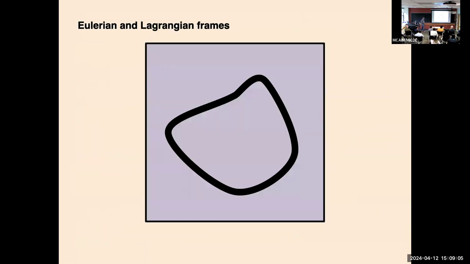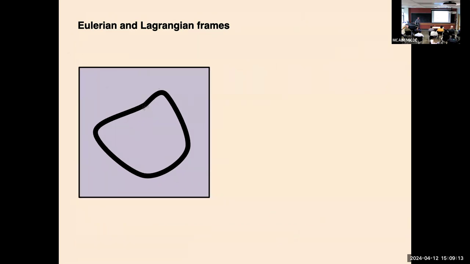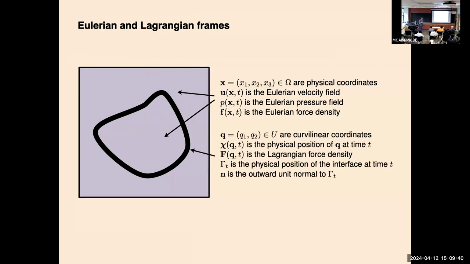This is very much in the style of methods that were pioneered by Peskin. The general setup: we've got a structure. For right now it's a thin interface, but it could be a volumetric structure that's immersed in a viscous incompressible fluid. Immersed means there's fluid on the outside and the inside. There's fluid everywhere. We're going to describe the fluid using fixed physical coordinates, say x1, x2, x3, in terms of the Eulerian fluid velocity, Eulerian pressure, and there'll be an Eulerian body force density that I'll define in a minute.